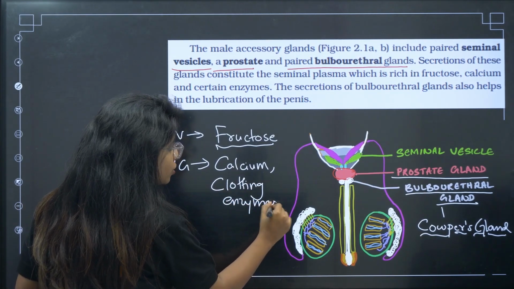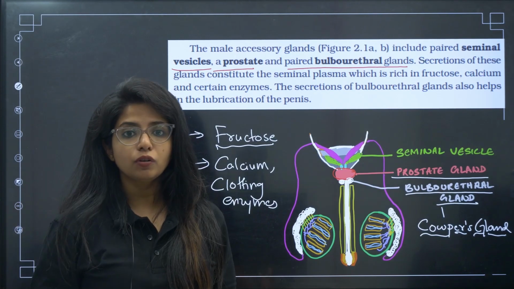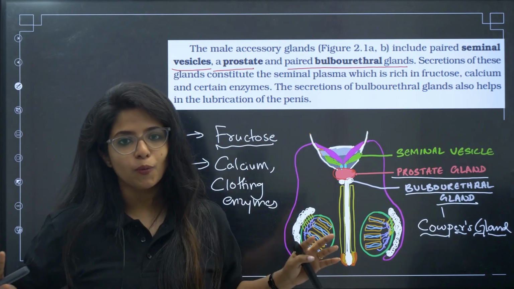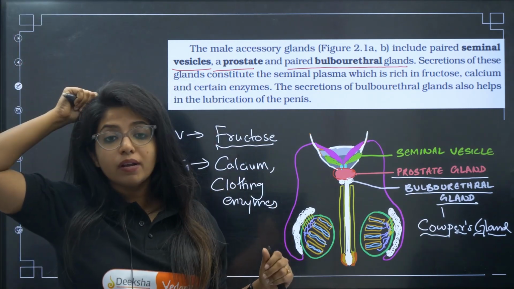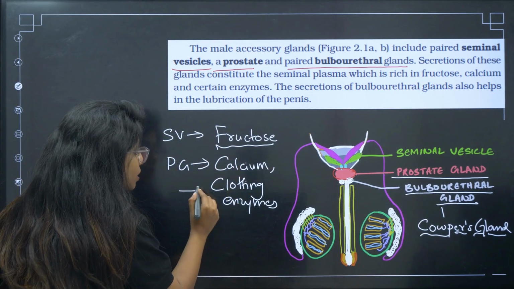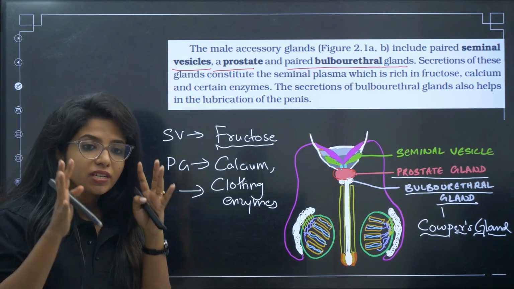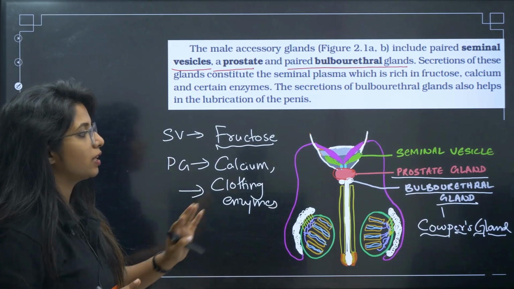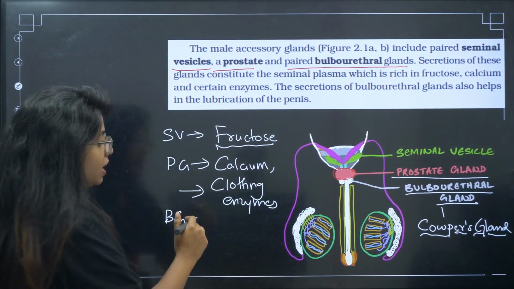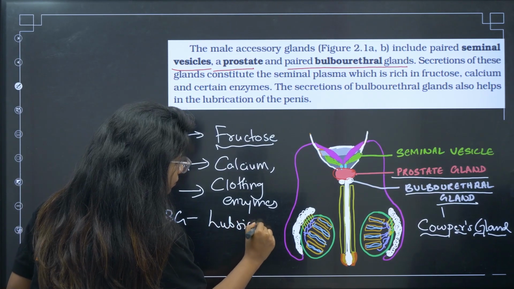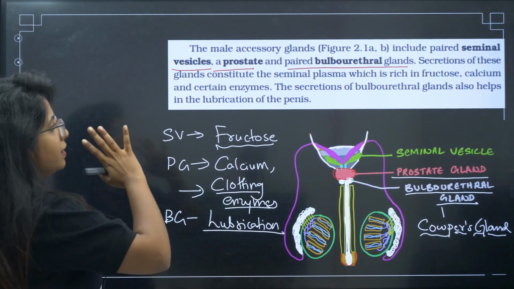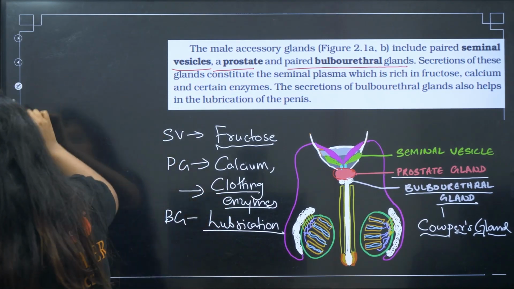Clotting enzymes. Since the seminal vesicle gave the sperm fructose, the sperm is very active. But is there a need to be active inside the male reproductive body? No, because it has to go to the ovum in the female reproductive body where it needs motility. So as of now it has to stay at one place. For that clotting enzymes are released so that the sperm will not lose the energy and will stay at one place. That is the use of prostate gland. Now the bulbourethral gland is responsible for lubrication, so that it allows easy movement of sperm. That is all. Now let's read it also one by one.